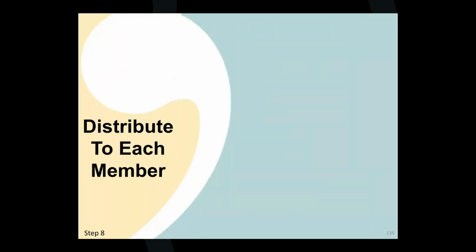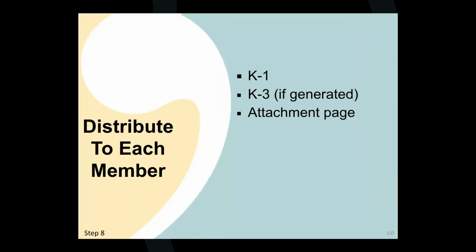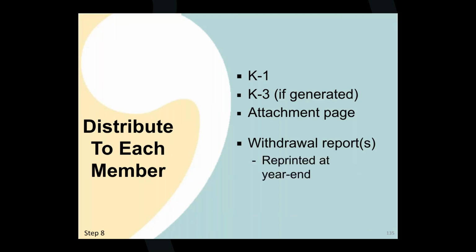If they don't download their documents, you need to distribute to each member a copy of the following from your club: their K-1 and a K-3 if it was generated, with all attachment pages, and also give them a copy of any withdrawal reports pertaining to them that you've reprinted at year end.